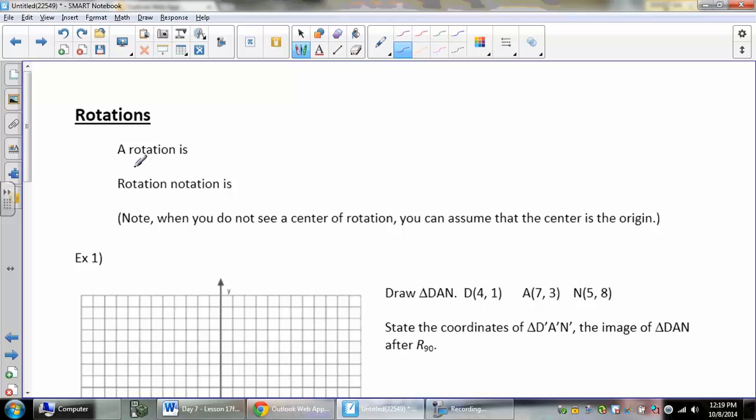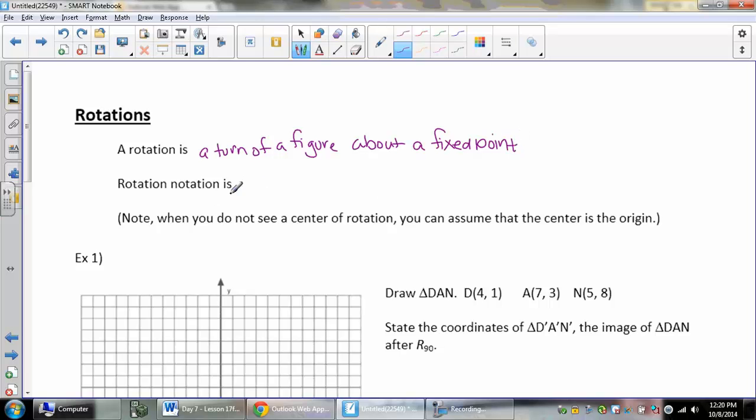All right, so that's translations. Now rotations. A rotation is a turn of a figure about a fixed point. And that fixed point is your center of rotation.